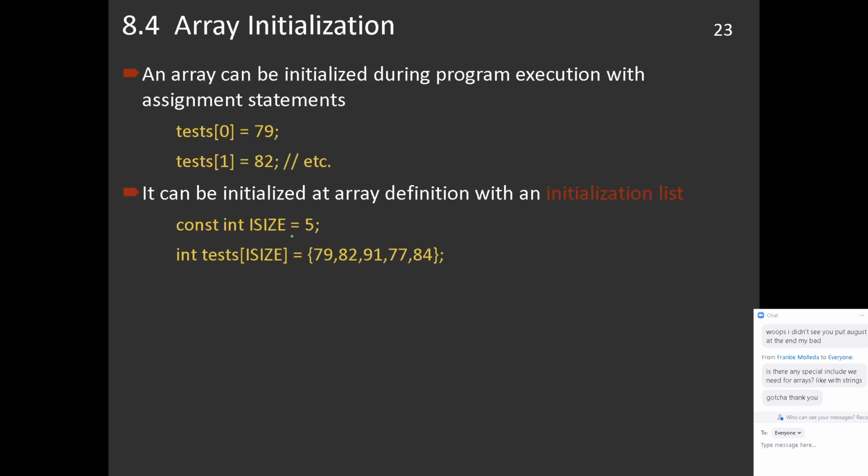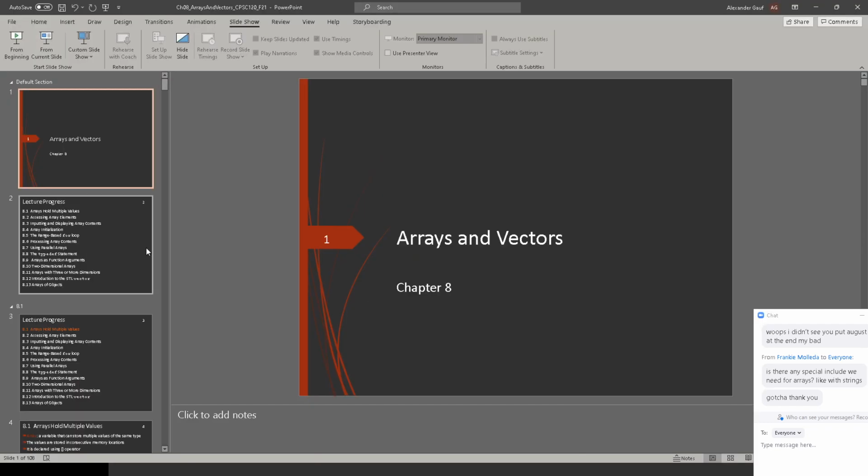So array initialization. Again, this is something else I already showed you. An array can be initialized using execution statements. So you see tests of 0, tests of 1. I can assign the values one at a time. You can even iterate over an array and assign them all. Or you can initialize it with a list. And that's what we have here. Use curly braces for that. That's what I did in all these examples.